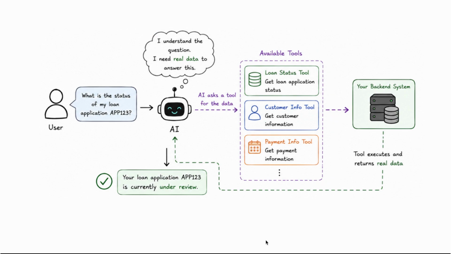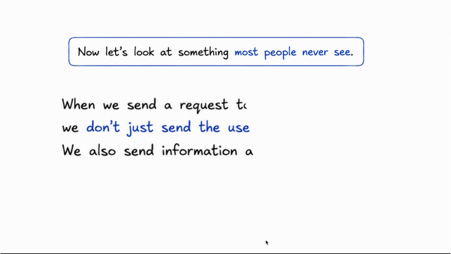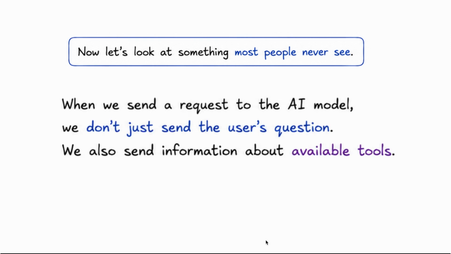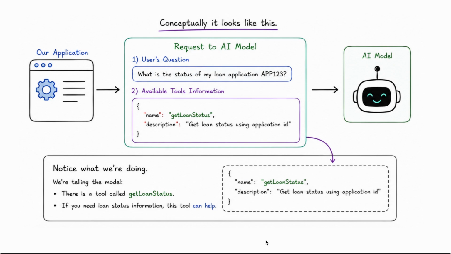Now let's look at something most people never see. When we send a request to the AI model, we don't just send the user's question. We also send information about available tools. Conceptually, it looks like this. Notice what we are doing. We are telling the model there is a tool called get loan status. If you need loan status information, this tool can help.